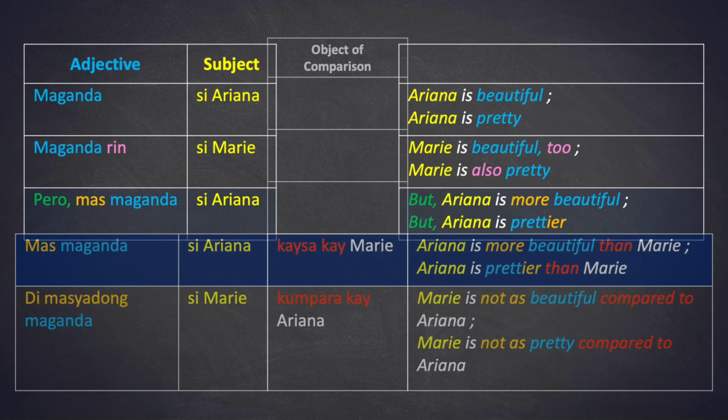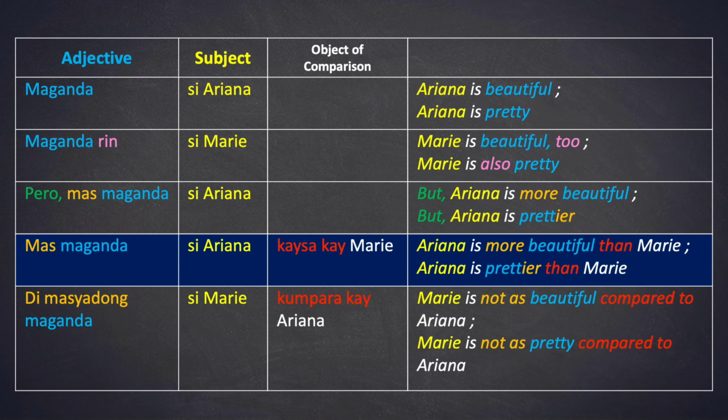Let me introduce a new pattern. Mas maganda si Ariana kaysa kay Marie. Ariana is more beautiful than Marie. Or, Ariana is prettier than Marie. This is a more emphatic and declarative sentence. It elevates the beauty of Ariana in comparison to Marie with the use of the conjunction KAYSA KAY. We use the indirect marker kay because Marie is a proper noun.